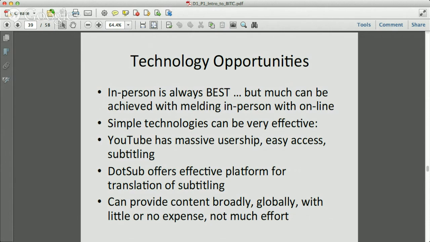So in terms of technology, training in person is always best. We can always communicate best by meeting in person, working together, and learning from one another.